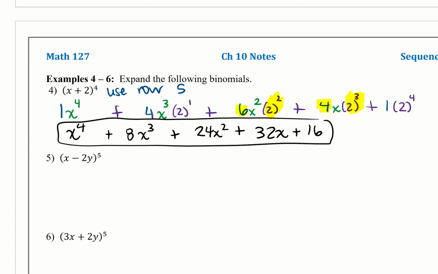So pause the video. I'm still using something similar. I'm still going to use Pascal's triangle. We will use row 6 on this one. So pause the video and give it a try.